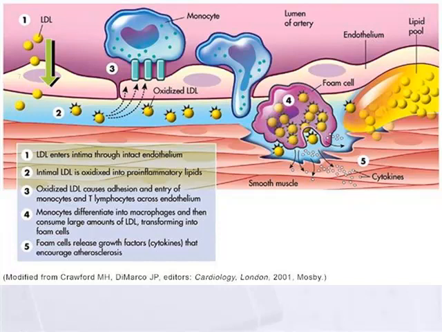So here's LDL just moving as it normally would from the blood vessel into the lining of the artery, and then it gets oxidized. And we have this monocyte here, so when it's circulating in the bloodstream it's a monocyte, and then when it moves into the tissue it's a macrophage, and it's got that LDL in it, so now it's called a foam cell. And then we have continued changes here.